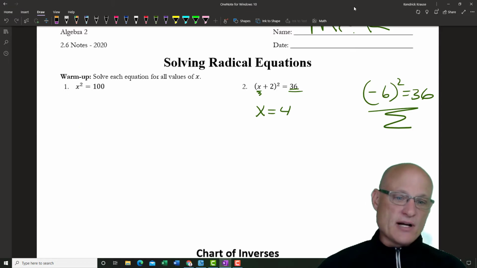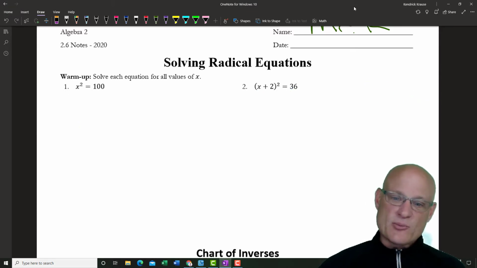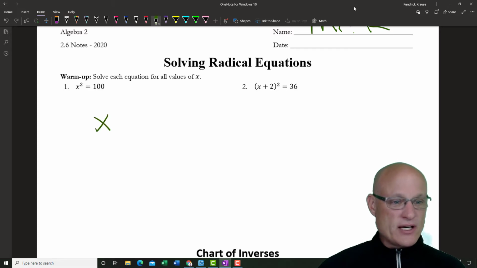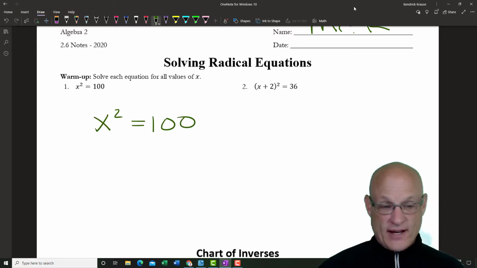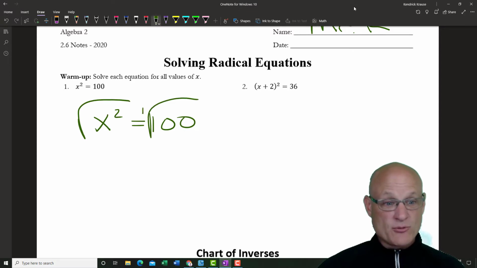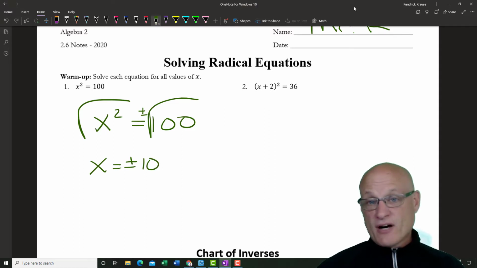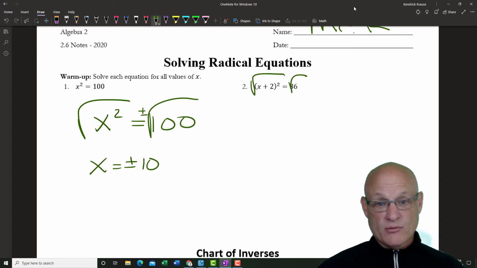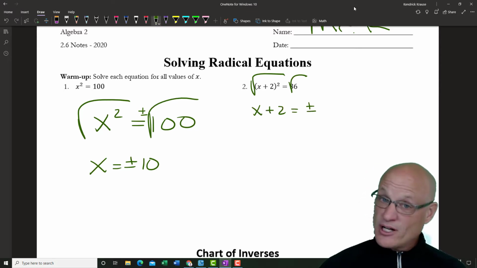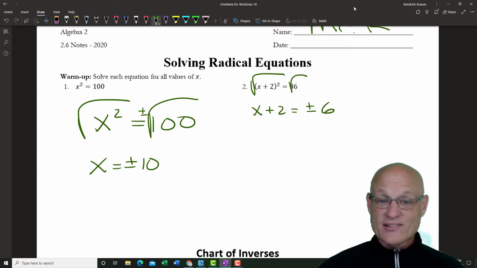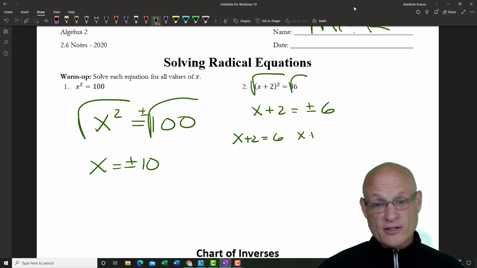So one of the things I think you guys learned, I don't know if you learned it in algebra, and if you did, you probably forgot it, is that when you're solving problems like this, when you take the square root, you have to remember to put a plus or minus. So we get x equals plus or minus 10. And we're going to solve this one the same way. Take the square root, I get x plus 2 equals plus or minus. Now what's the square root of 36? It's 6. So I get x plus 2 equals 6 and x plus 2 equals negative 6. And I solve these and I get x equals 4 and x equals negative 8.